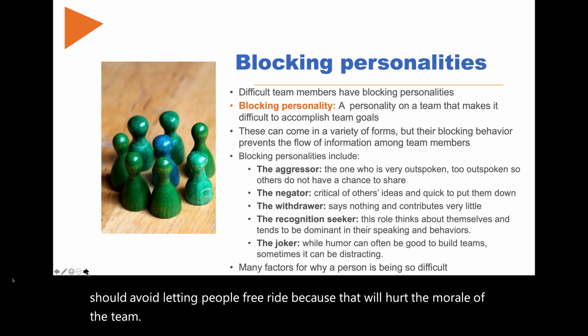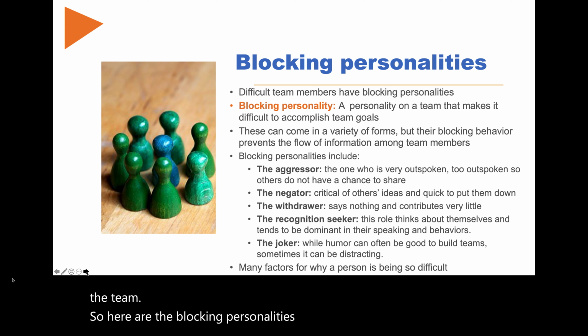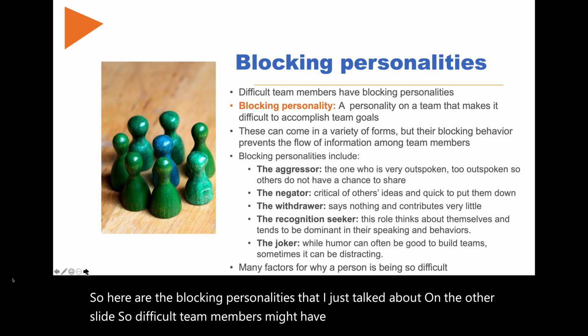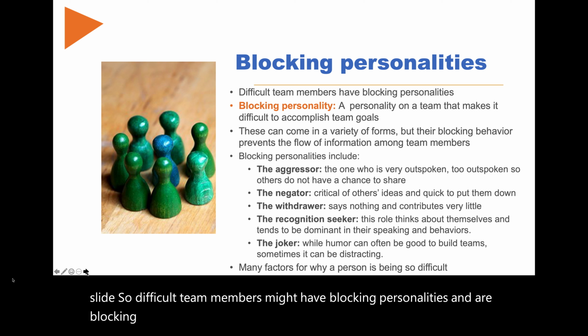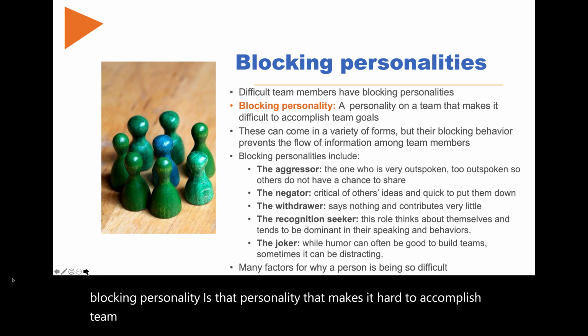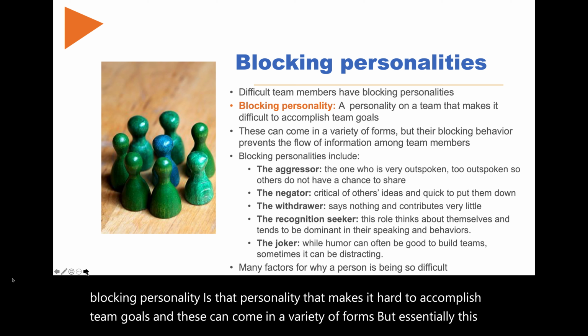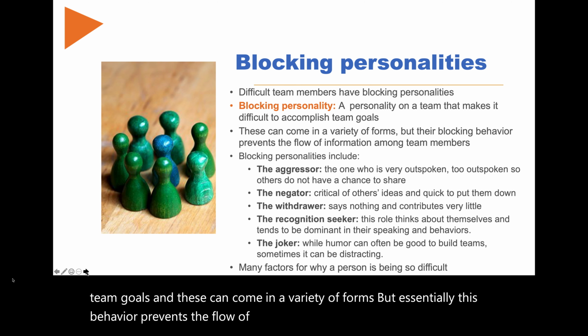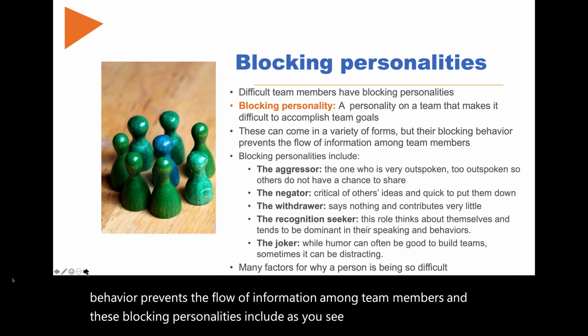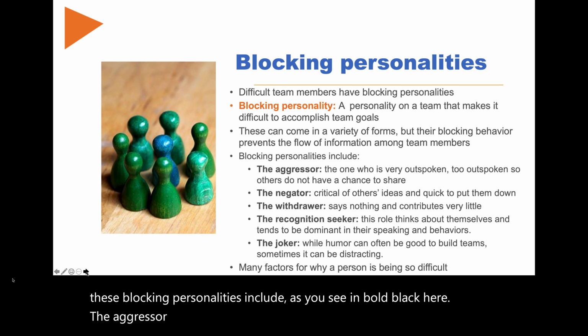So here are the blocking personalities that I just talked about on the other slide. Difficult team members might have blocking personalities, and a blocking personality is that personality that makes it hard to accomplish team goals. These can come in a variety of forms, but essentially this behavior prevents the flow of information among team members. And these blocking personalities include, as you see in bold black here, the aggressor, the negator, the withdrawer, the recognition seeker, and the joker.